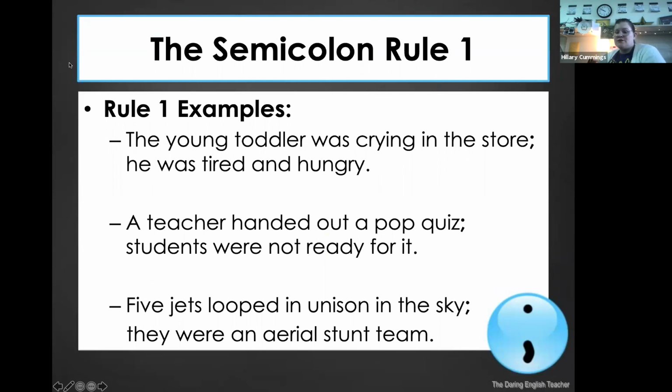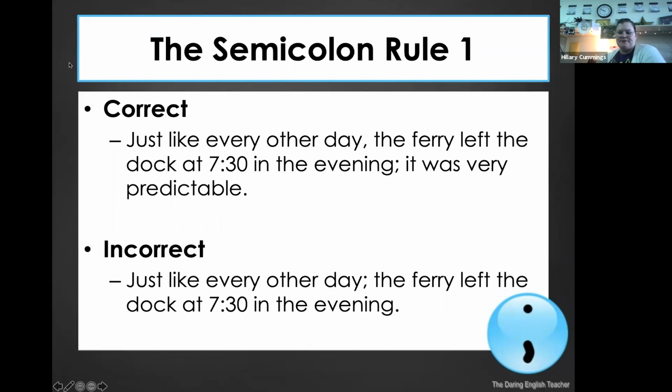Examples: the young toddler was crying in the store; he was tired and hungry. A teacher handed out a pop quiz; students were not ready for it. 5 jets looped in unison in the sky; they were on an aerial stunt team. Just like every other day, the ferry left the dock at 7:30 in the evening; it was very predictable, okay?